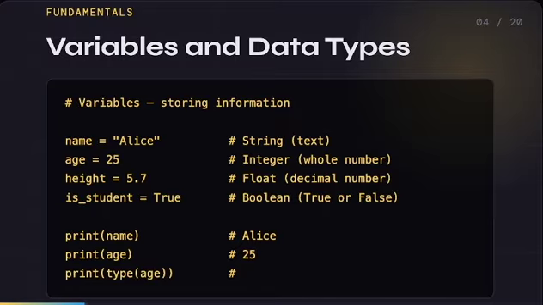A string holds text and goes inside quotes. An integer is a whole number. A float is a decimal number. And a boolean is simply true or false. Notice they are capitalized in Python. You can use the type function to check what kind of data is inside a variable. Python's ability to automatically detect types is called dynamic typing, and it makes the language much faster to write.